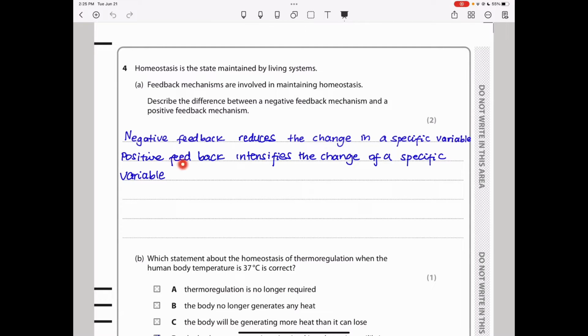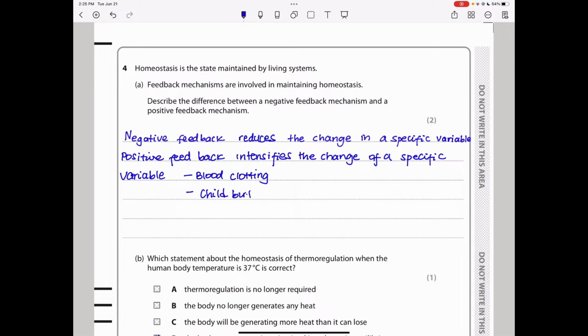Now, positive feedback, on the other hand, works by intensifying the change in a specific variable. Let's see some examples in positive feedback. We can have blood clotting. When the blood begins to clot in the body, positive feedback works to intensify the clotting process. Another thing could be during childbirth.